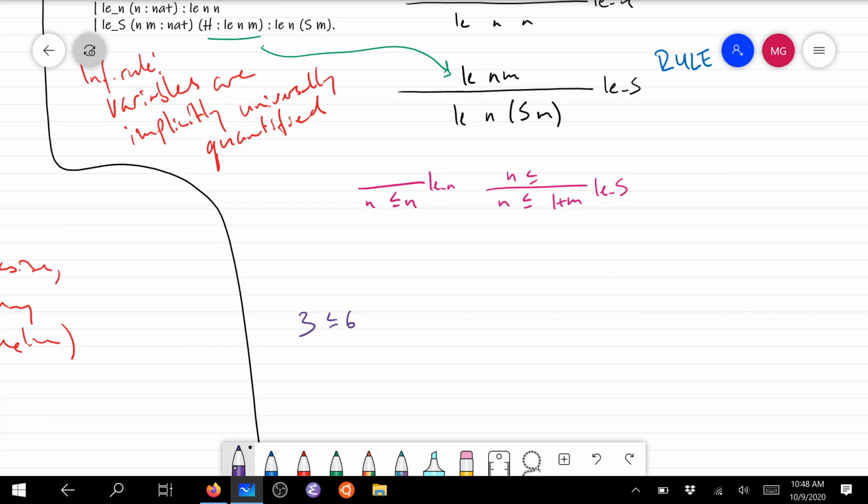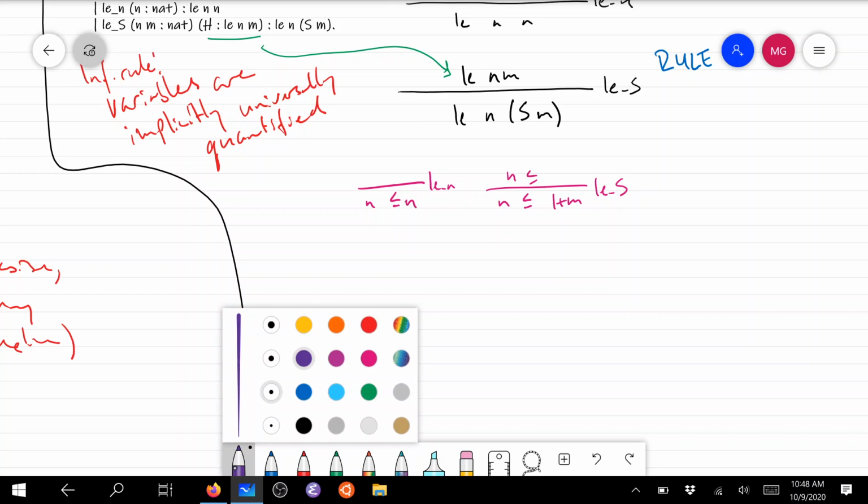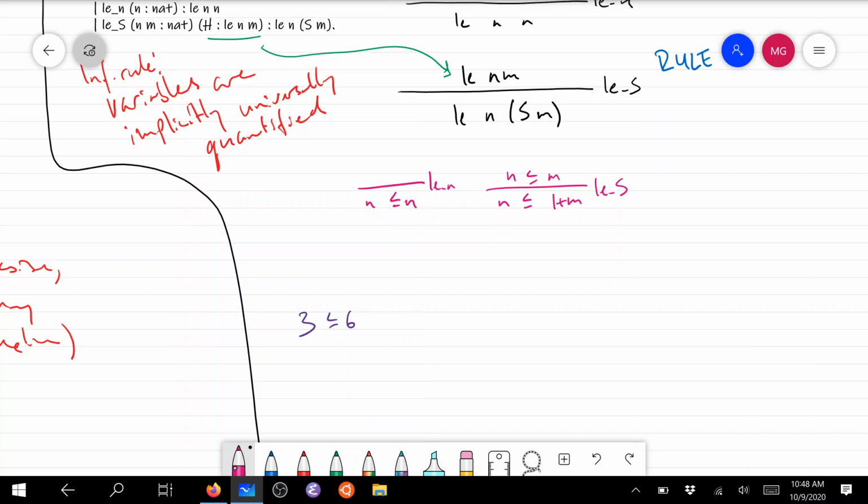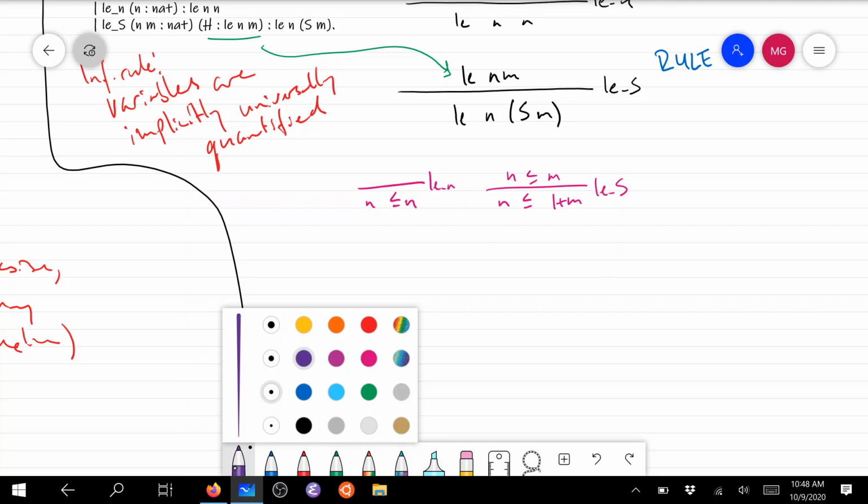Pause the video, see if you can do it on your own. Okay. What do we do? Well, we've really only got two tools in our tool belt, LES and LEN. LEN only applies when n equals n, and LES sort of lets us work backwards. Oh, I'm missing an M over here. Excuse me. Let's just work backwards.